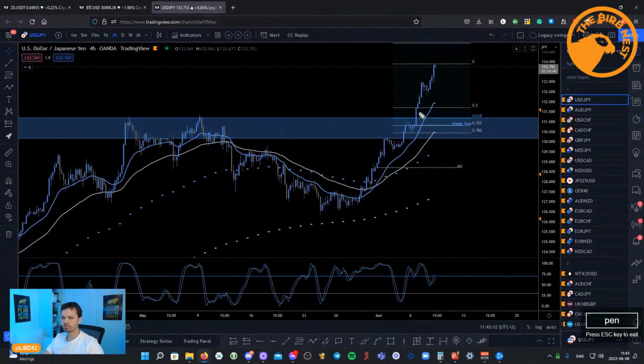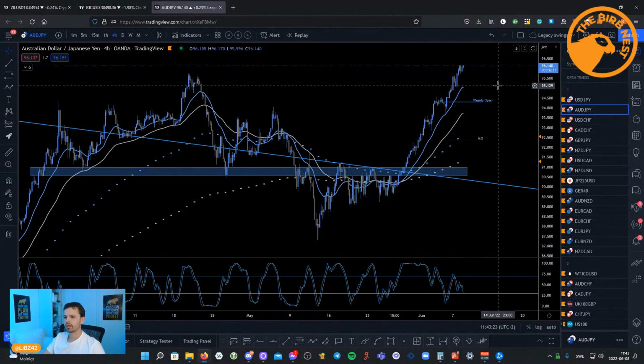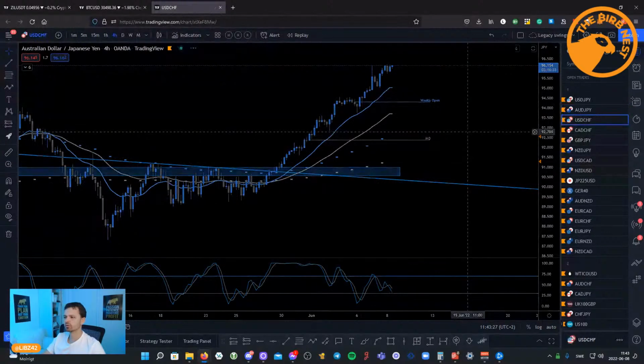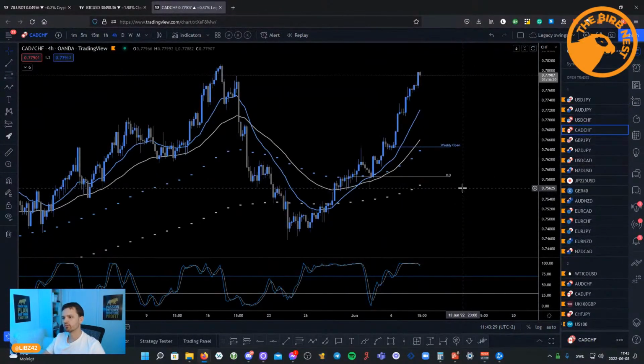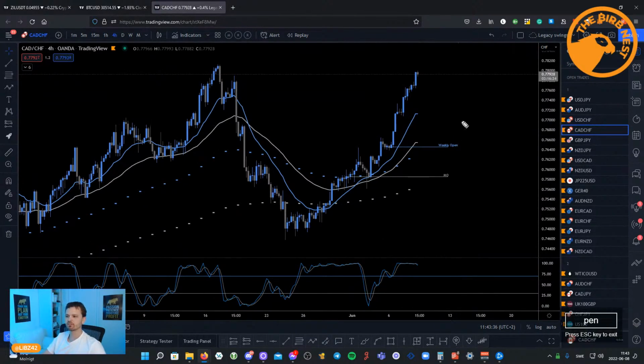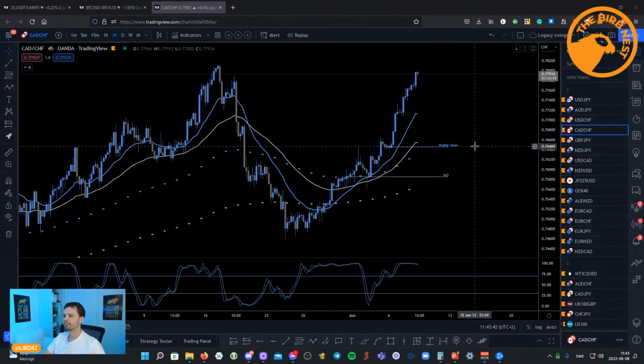So on USD JPY, I'm looking for something like this, and I want to be buying somewhere in this area. Same goes for AUD JPY, I want to be a buyer somewhere here. I'm just waiting for this local trend to break and for price to hit important areas. And on CAD CHF, it would obviously be this general area right here. I want to be buying here.